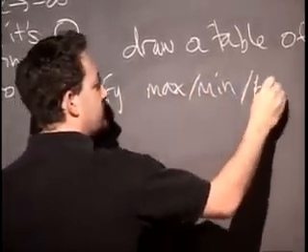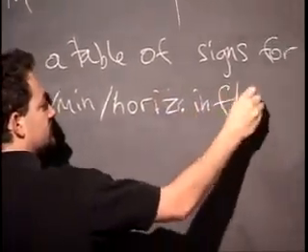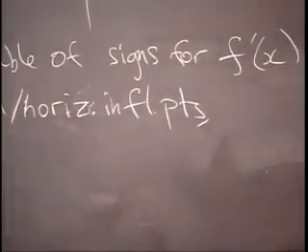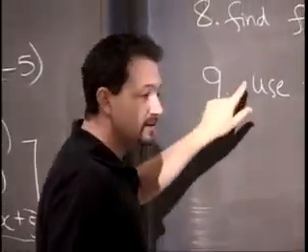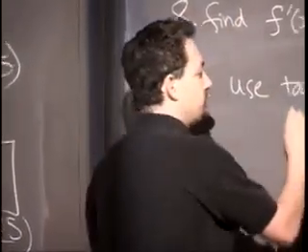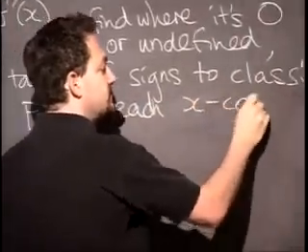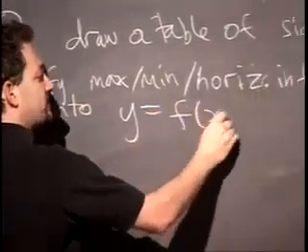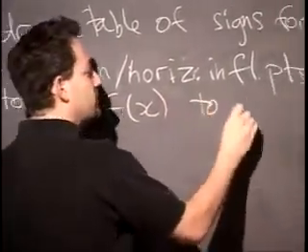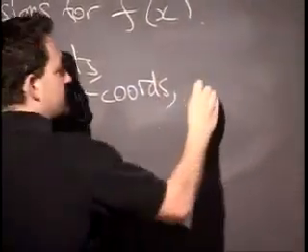And horizontal inflection points. What you really need to do is plug in those values, the max or the min, the x values, into the original function, not the derivative, into the original function. Plug in each of these x coordinates into the original equation y equals f of x in order to get the y coordinates, and then mark these things on the graph.